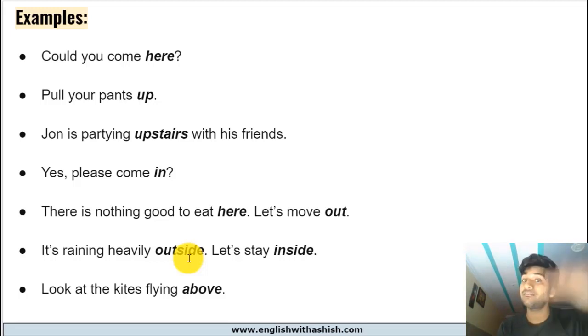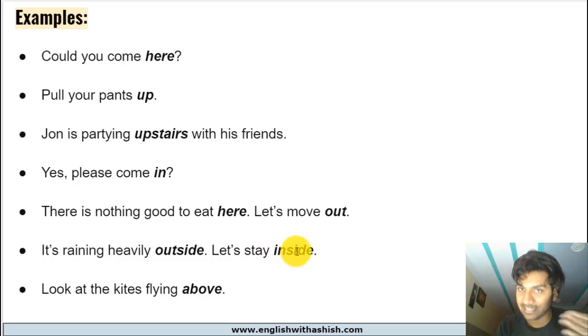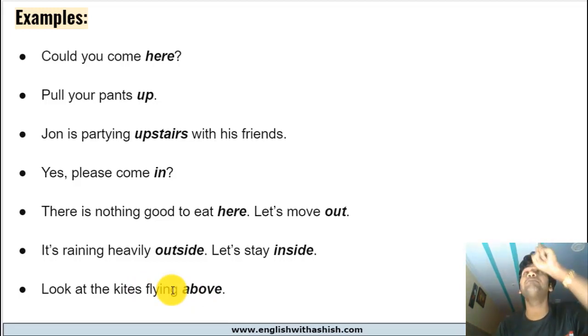It is raining heavily there. It is raining heavily here. It is raining heavily outside. Let us stay inside. Let's stay where? Inside, right? Talking about the location. Look at the kites flying above. Look at the kites flying where? Above. Flying above.